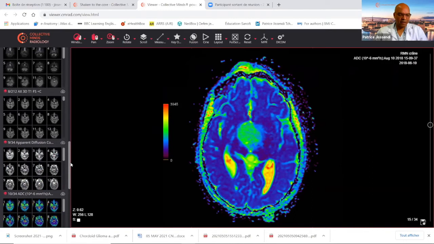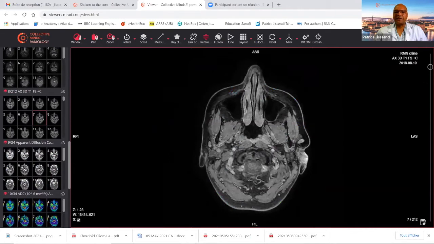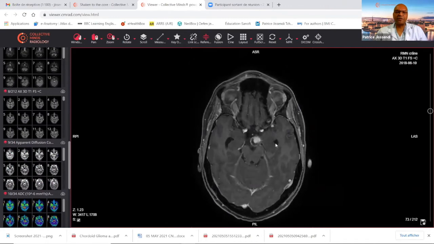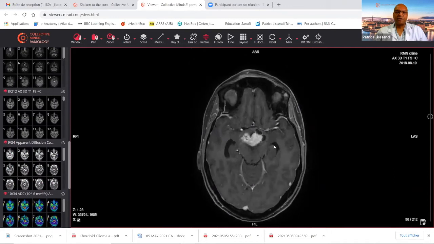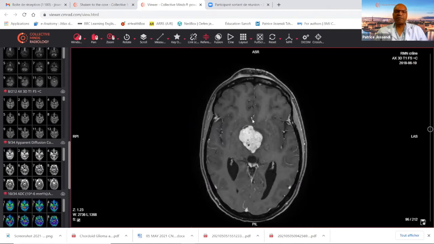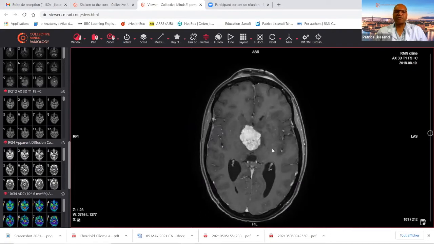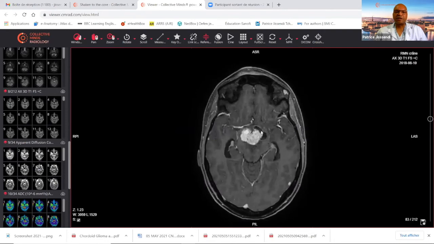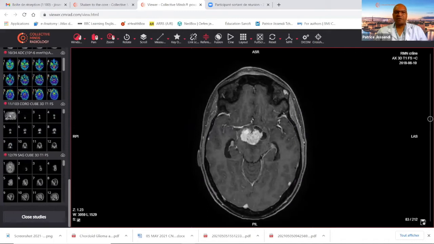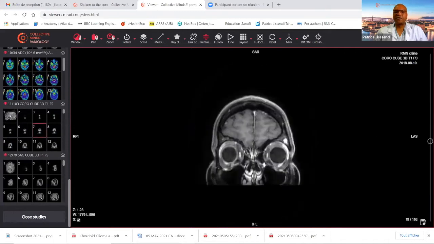And we can then take a look at gadolinium enhanced images. And what we see is a strong enhancement of the solid part of the tumor, and also some enhancement, ring enhancement of the cystic part of the tumors. But the tumors is mostly composed of the solid part, which is the major part of the tumor, and there are some cysts at the periphery of the tumor.